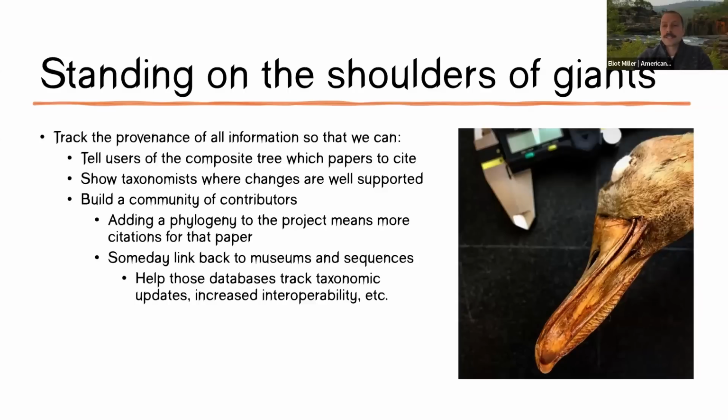Second, with respect to taxonomic revisions, it means that taxonomists can check which studies do and do not support a given relationship. Someday, I'd really like to be able to link this all the way back to the original museums and specimens and tissues and sequences that support these relationships. But for now, it's at least easy to move from our final synthetic tree back to the original studies that make those claims.